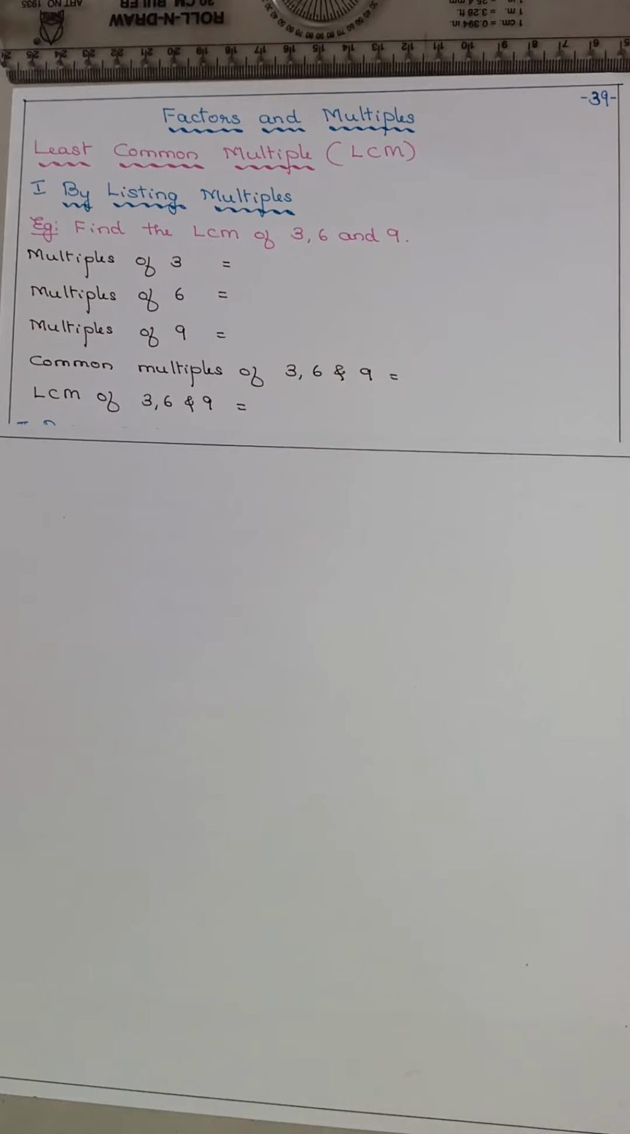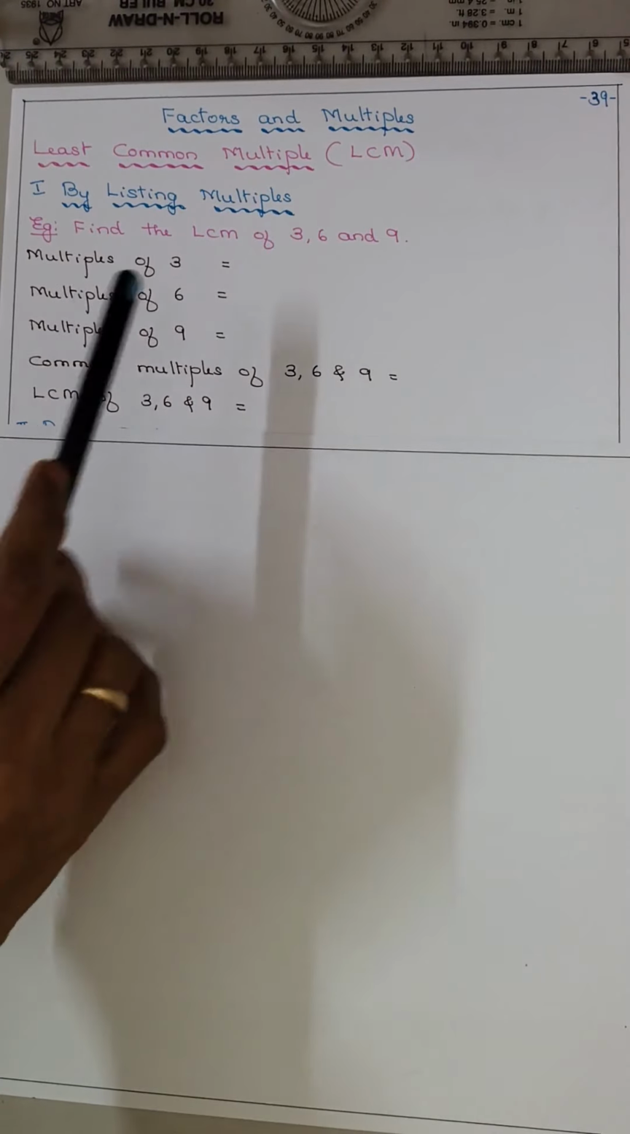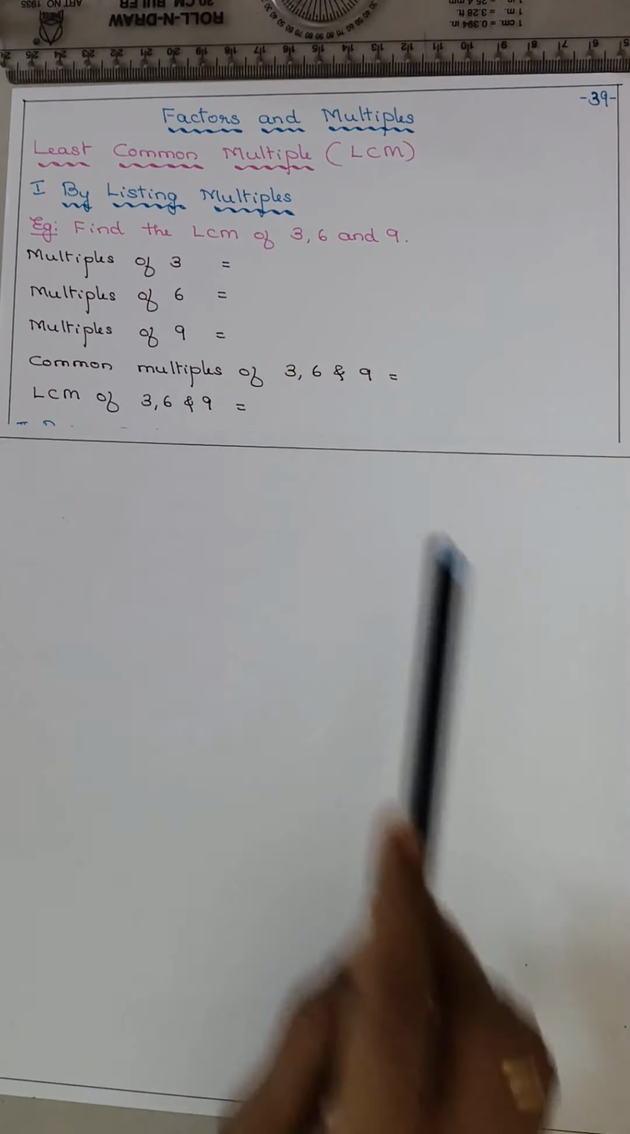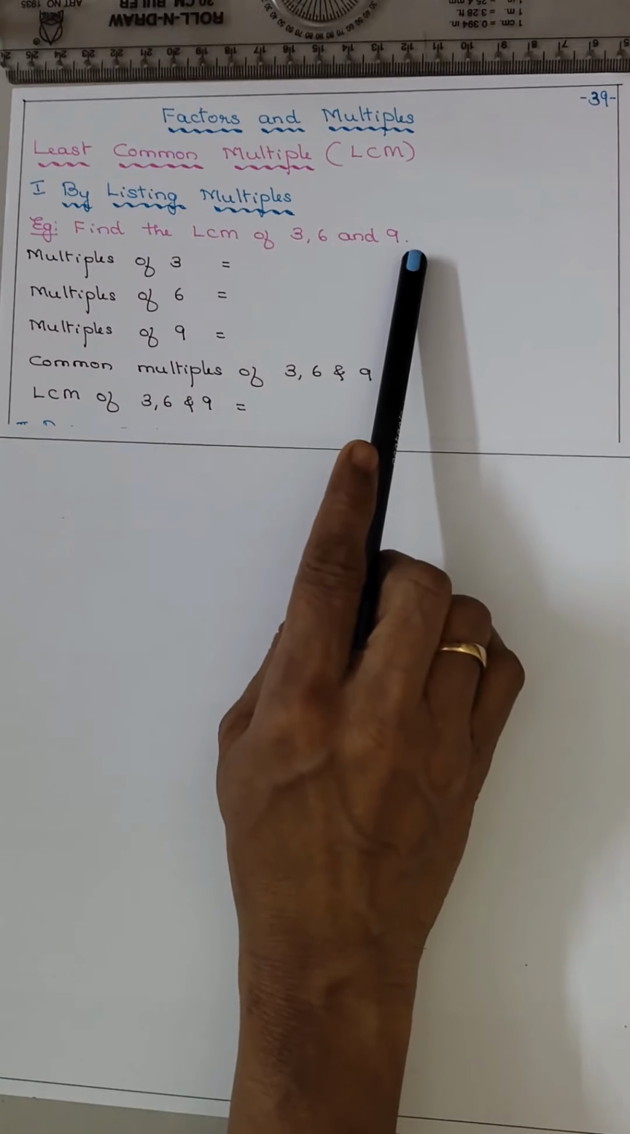We have understood how to find out the HCF. Now coming to the next topic, the least common multiple, that is LCM. Here also there are three methods. First is by listing the multiples. So you have to write the multiples of each number. So first question, find the LCM of 3, 6 and 9.